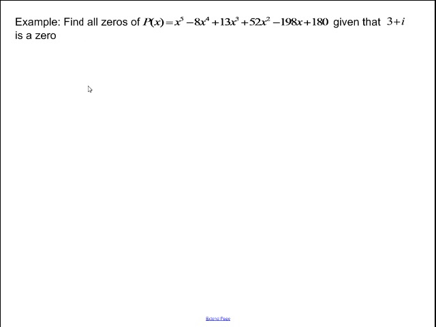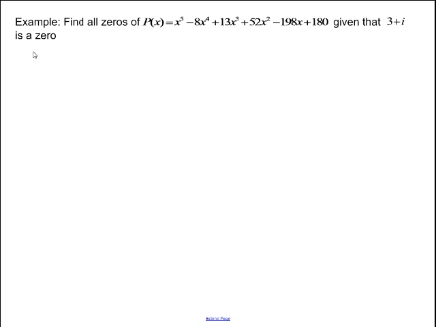Alright, so let's do this one more time. This time we've got this big, hairy, awful-looking polynomial p of x, which is a fifth-degree polynomial, and we're asked to find all the zeros given that 3 plus i is a zero. Well, what does that mean to me? Well, let's go back to our zeros theorem.